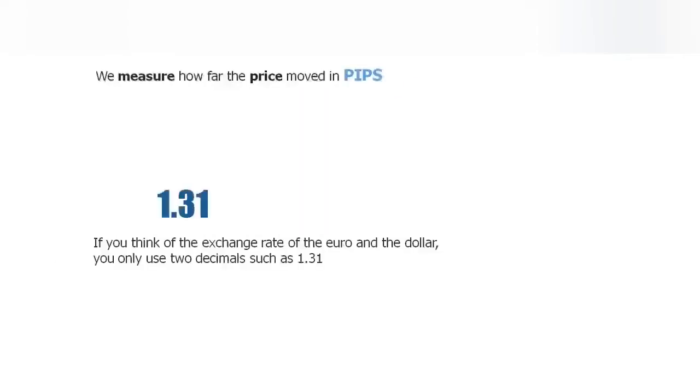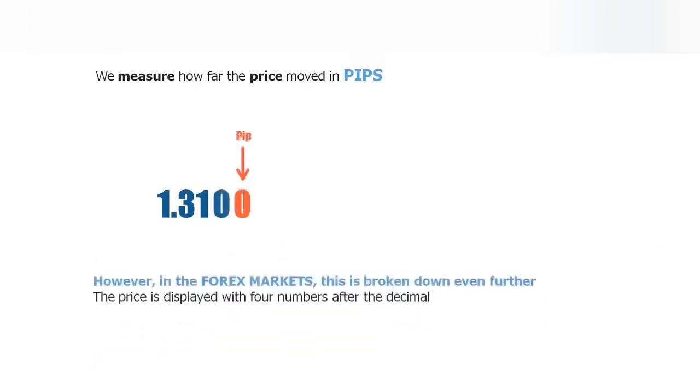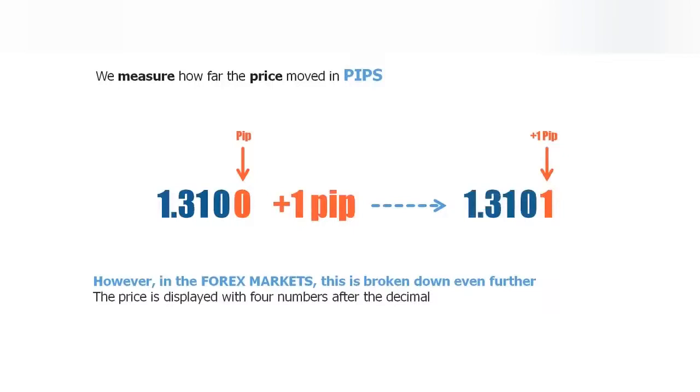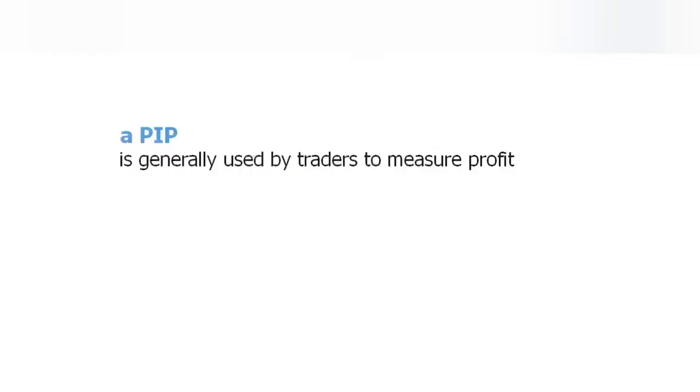If you think of the exchange rate between the euro and the dollar, euro-US dollar, you only use 2 decimals, such as 1.31. However, in the Forex markets, this is broken down even further, and we observe the price as 1.3100. The last number, the last zero, is the pip. If the value of that currency pair moves from 1.3100 to 1.3101, it has moved by a single pip. Pips are how traders generally measure their profit.